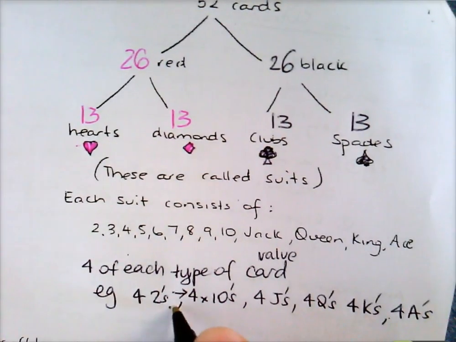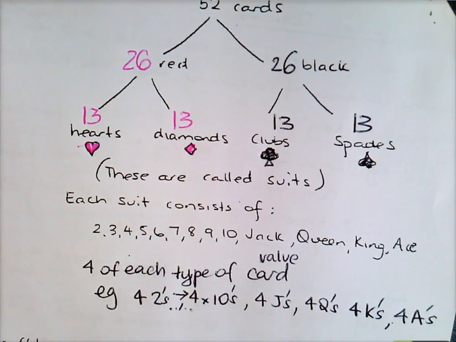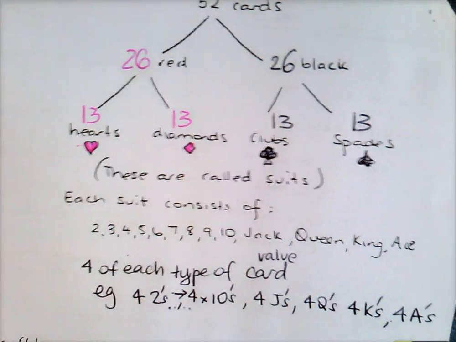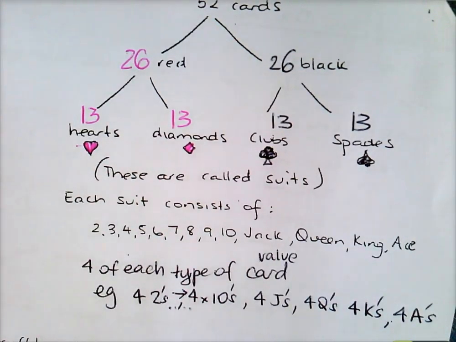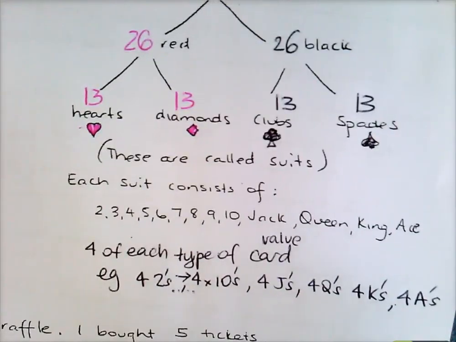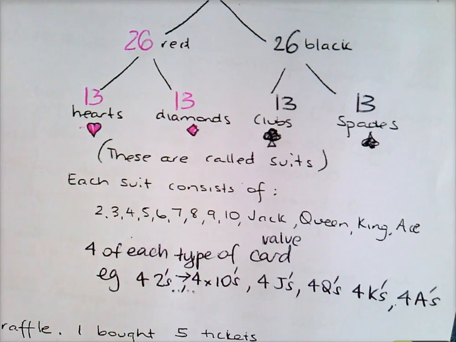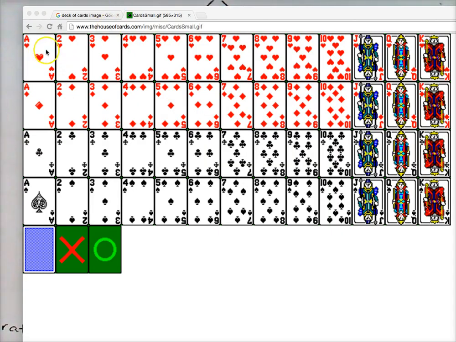Okay? Four twos, four threes, fours, fives, sixes, sevens. There are four eights, four nines, four tens. And I'll just go through to, do you know what I mean? Dot, dot, dot. So there's four of each type of value card. Like there's 13 different types of value card, and there's four of each of those. 13 times four is 52. Okay. So we've got four of each of those. One of each type, one heart, one club, one diamond, one spade.